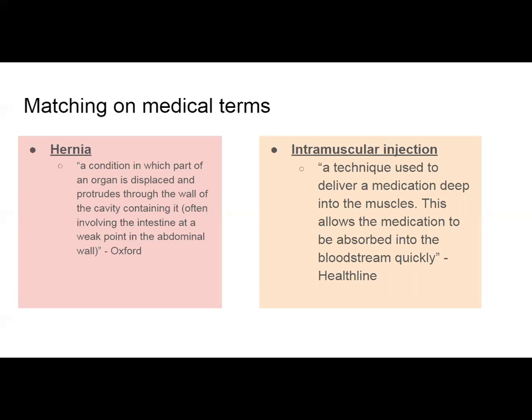All right, intramuscular injection. Remember, intra is within. Healthline defines intramuscular injection as a technique that's used to deliver medication deep into the muscles. That is helpful because it allows your medication to be absorbed into your bloodstream quickly, because you've got a lot of capillaries that go to your muscle, so it can be absorbed quickly.